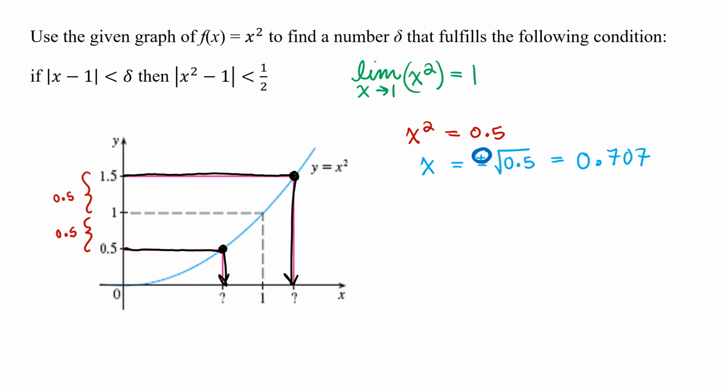And then we also know that for our upper bound, we have our output x squared is equal to 1.5. So we'll solve for x by taking the square root. So we have x is equal to plus or minus the square root of 1.5. Again, right now we're only concerned with the positive square root, which is equal to about 1.224. So now we have our inputs.